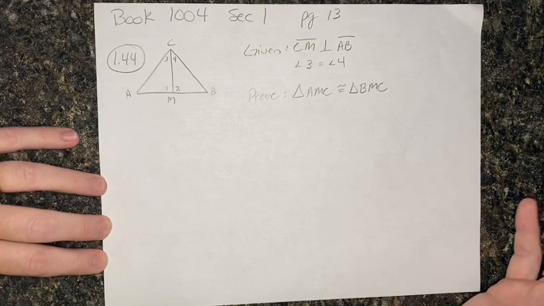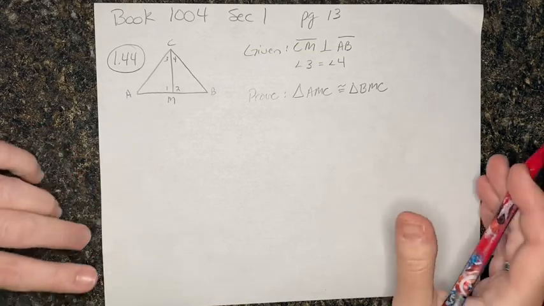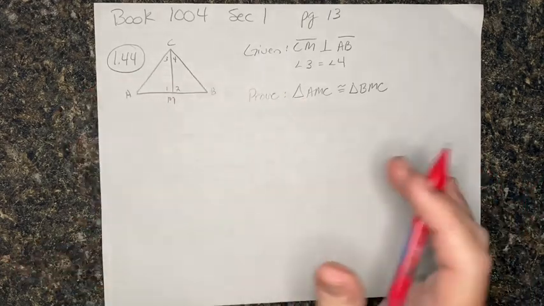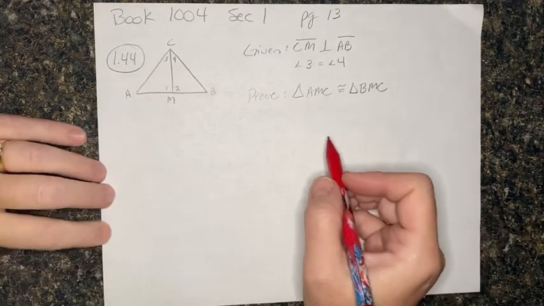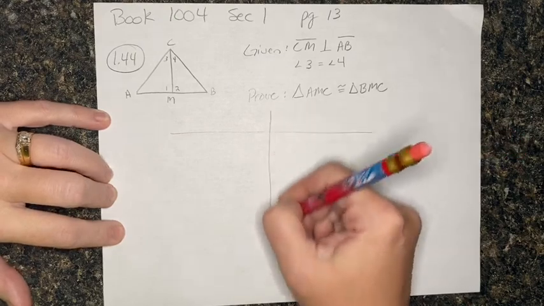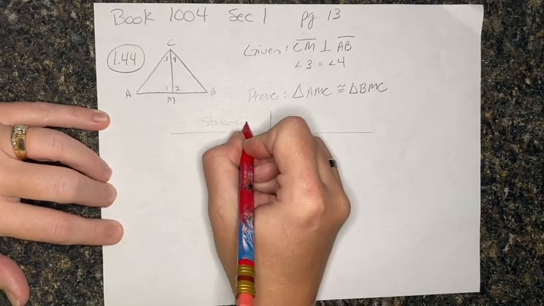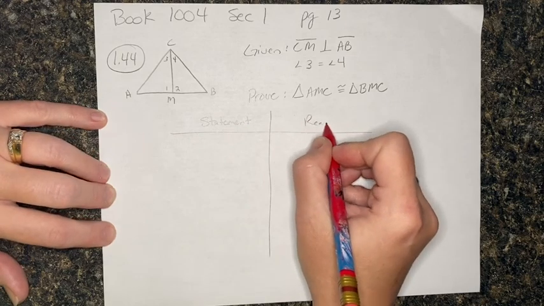Now I'd like to do a proof together. So we're going to do proof 44 on page 13. And I've drawn it up on my paper here. And let's see, what did I forget? I forgot my proof thing here. Okay, so we've got our statement and our reason.